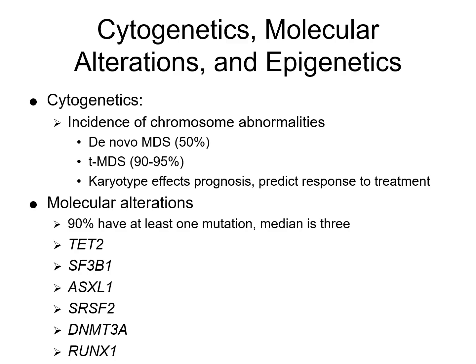For molecular alterations, about 90% of MDS patients harbor at least one somatic mutation. The median number of mutations per patient is 3. Commonly mutated genes are those listed there. I'm going to just pick out a couple of them. We have TET2, which is involved in DNA demethylation. Then we have DNMT3A, which is a DNA methyltransferase, and that's involved in epigenetic regulation.